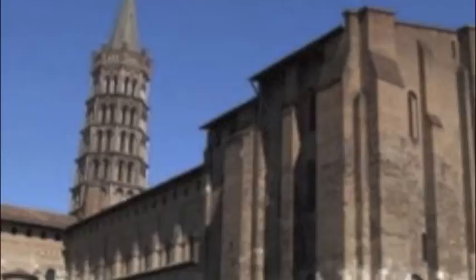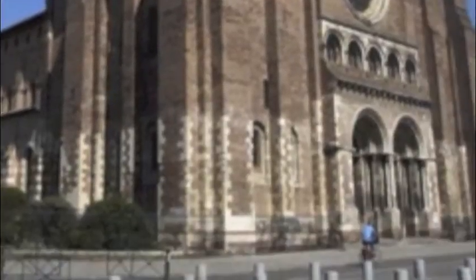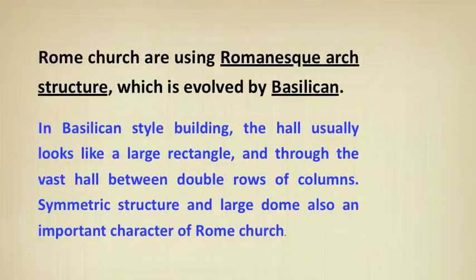Romanesque churches use the Romanesque arch structure, which evolved from the basilica. In a basilica-style building, the hall usually looks like a large rectangle, and the vast hall runs between double rows of columns. Symmetric structure and a large dome are also important characteristics of the Romanesque church.